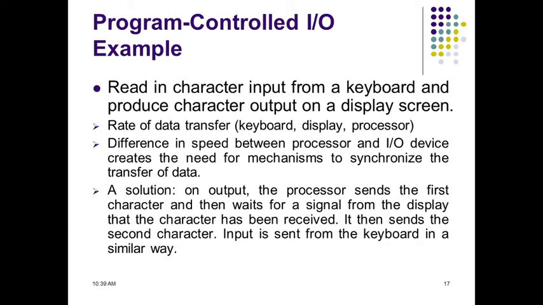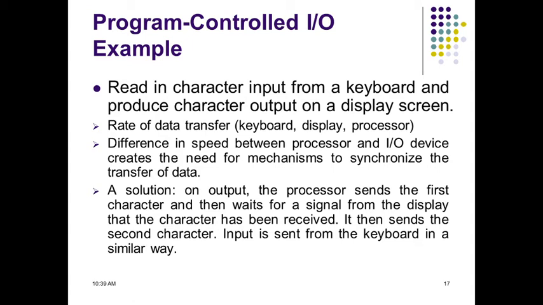However, this is still considered slower than the speed of a processor that can execute millions of instructions per second. The difference in speed between the processor and IO devices creates the need for a mechanism to synchronize the transfer of data between them. A solution to this problem is as follows. So here you can note down the solution.